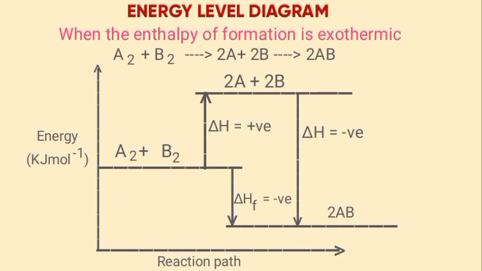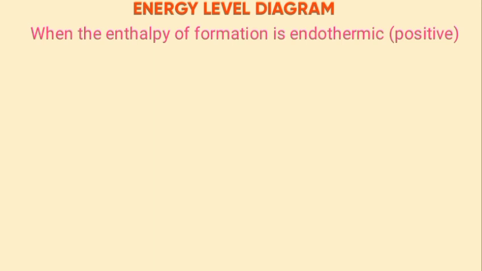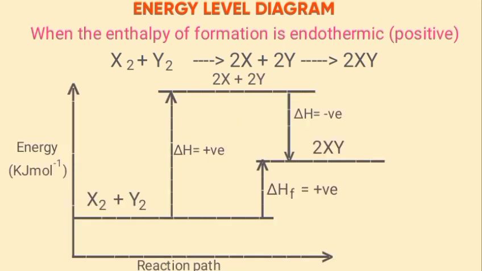Next is the energy level diagram when the enthalpy of formation is endothermic, that is positive. It is positive when the bond breaking energy is greater than the bond formation energy. So I'll take an example: X2 plus Y2, you break the bonds, you form 2X plus 2Y. Then 2X and 2Y combine to form a bond, giving 2XY. So the diagram is shown below.